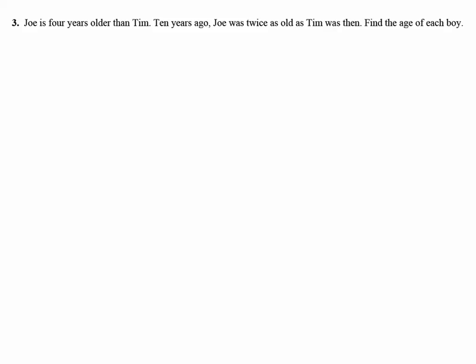Okay, how do we set this up? Joe is 4 years older than Tim. 10 years ago, Joe was twice as old as Tim was then. Find the age of each boy. And so I got myself 2 things here. J is for Joe, T is for Tim. And I'm going to have to label something here. I'm going to label what in the world is X.